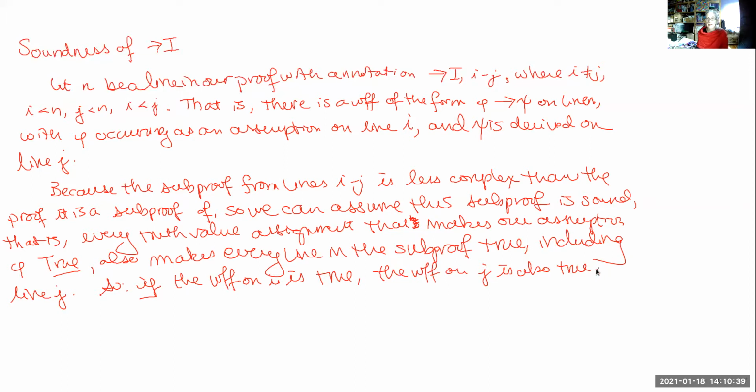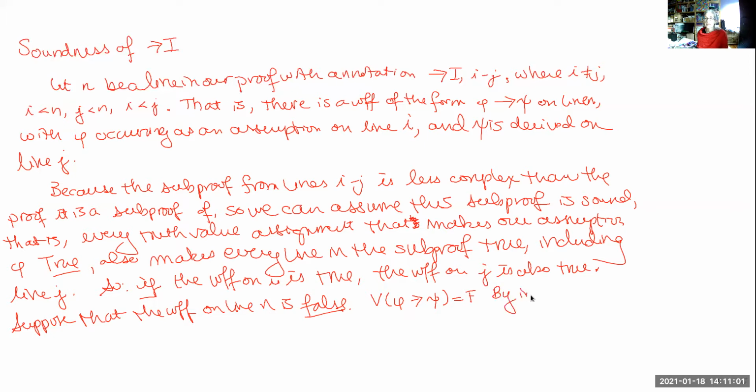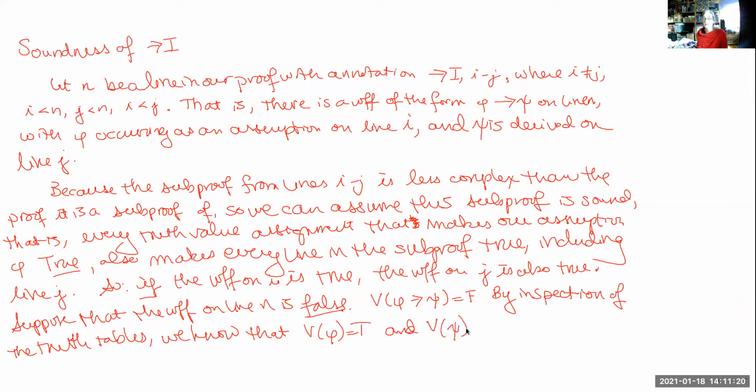So now suppose that the well-formed formula on line n is actually false, i.e., the value of phi implies psi is false. Now, by inspection of the truth tables, we then know that the antecedent has to be true and the consequent false, because that's the only way that a conditional can be false.